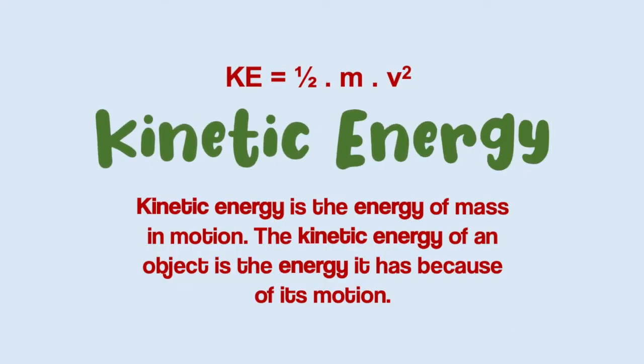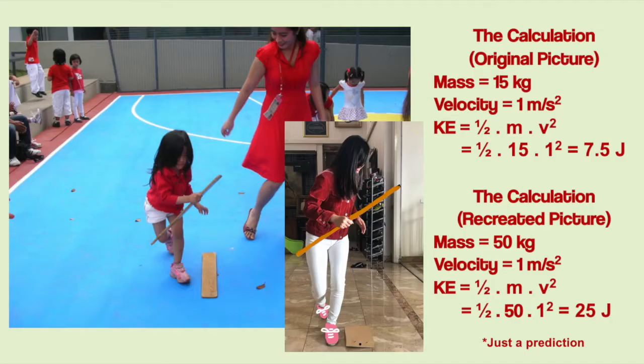Kinetic energy is the energy of mass in motion. The kinetic energy of an object is the energy it has because of its motion. This picture shows kinetic energy as it shows my body when it is in motion. The kinetic energy is developed from my feet and legs when it starts to move, and it will convert that energy to heat.